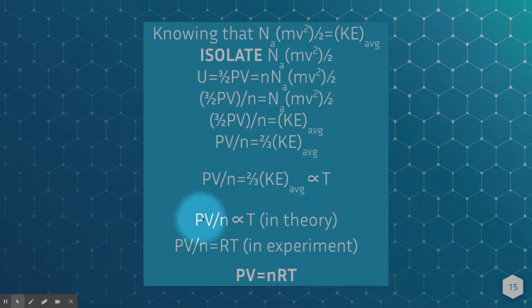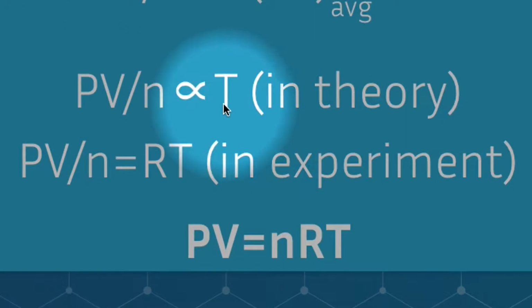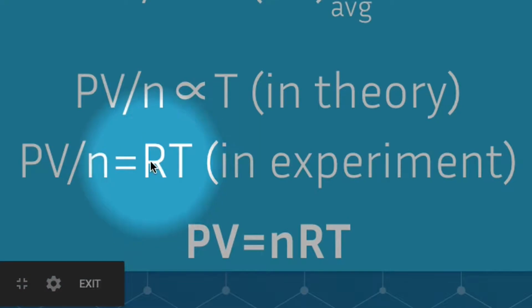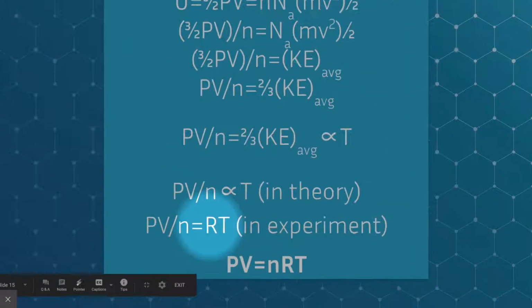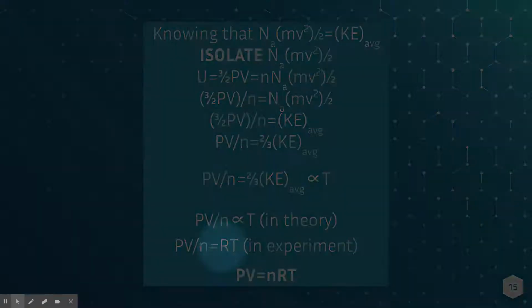However, this just holds up in theory. What we do in experimental settings is that there needs to be a constant for it to go beyond directly proportional, to actually be equal. And this is where the constant R makes sense here. So here we have PV equals nRT.